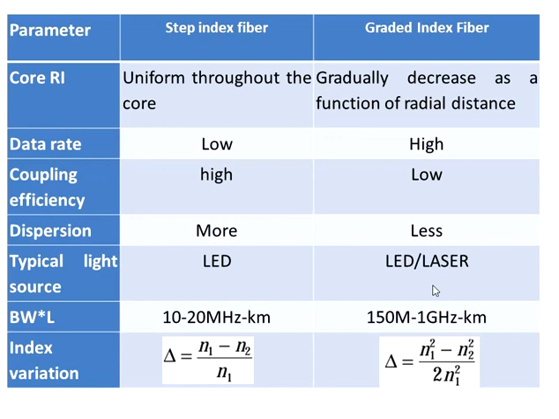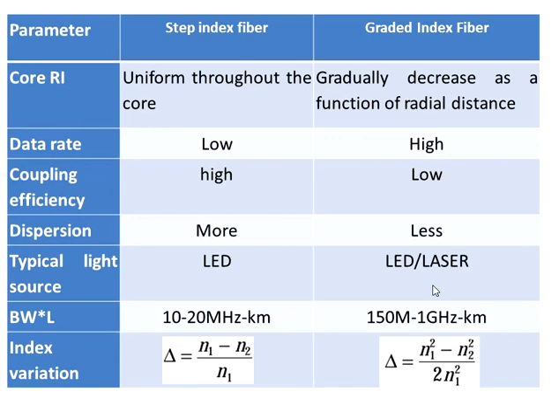Typical light source for step index is mostly LED, but for graded index, LED or laser both are compatible. Typical bandwidth length product for step index is quite less, only 10 to 20 megahertz kilometer. That is, up to 1 kilometer, it will provide a bandwidth of around 10 to 20 megahertz. But if we consider the graded index fiber, they can provide a bandwidth of around 150 megahertz to 1 gigahertz over 1 kilometer of distance.